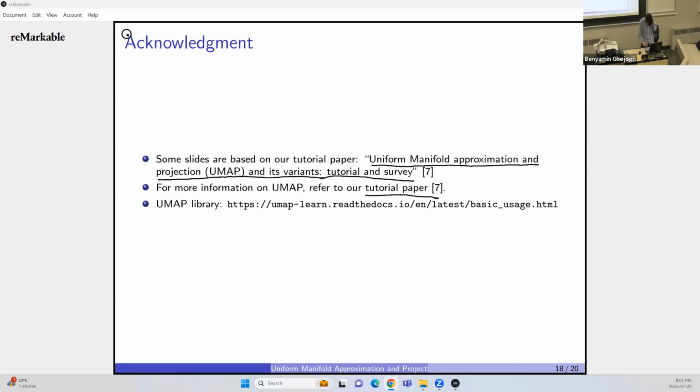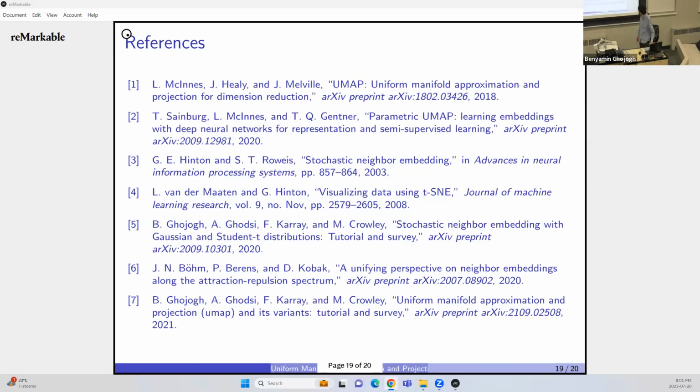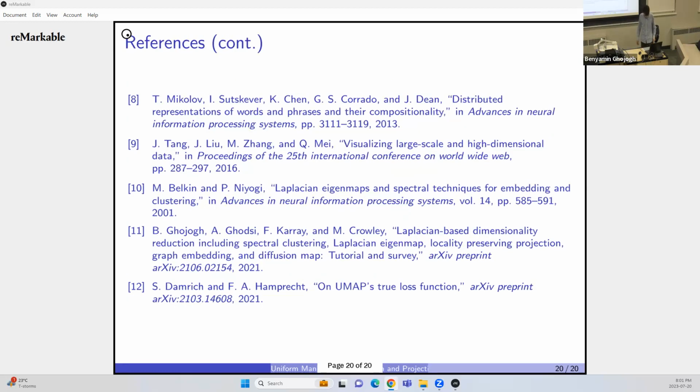We have the UMAP library, here it is. You can go in there and see a lot of examples. When you install UMAP, you go to Python and say import UMAP, then you instantiate the class, and then fit and transform, which is similar to what we have in scikit-learn. Okay, so these are the references. Let's go to the next topic.